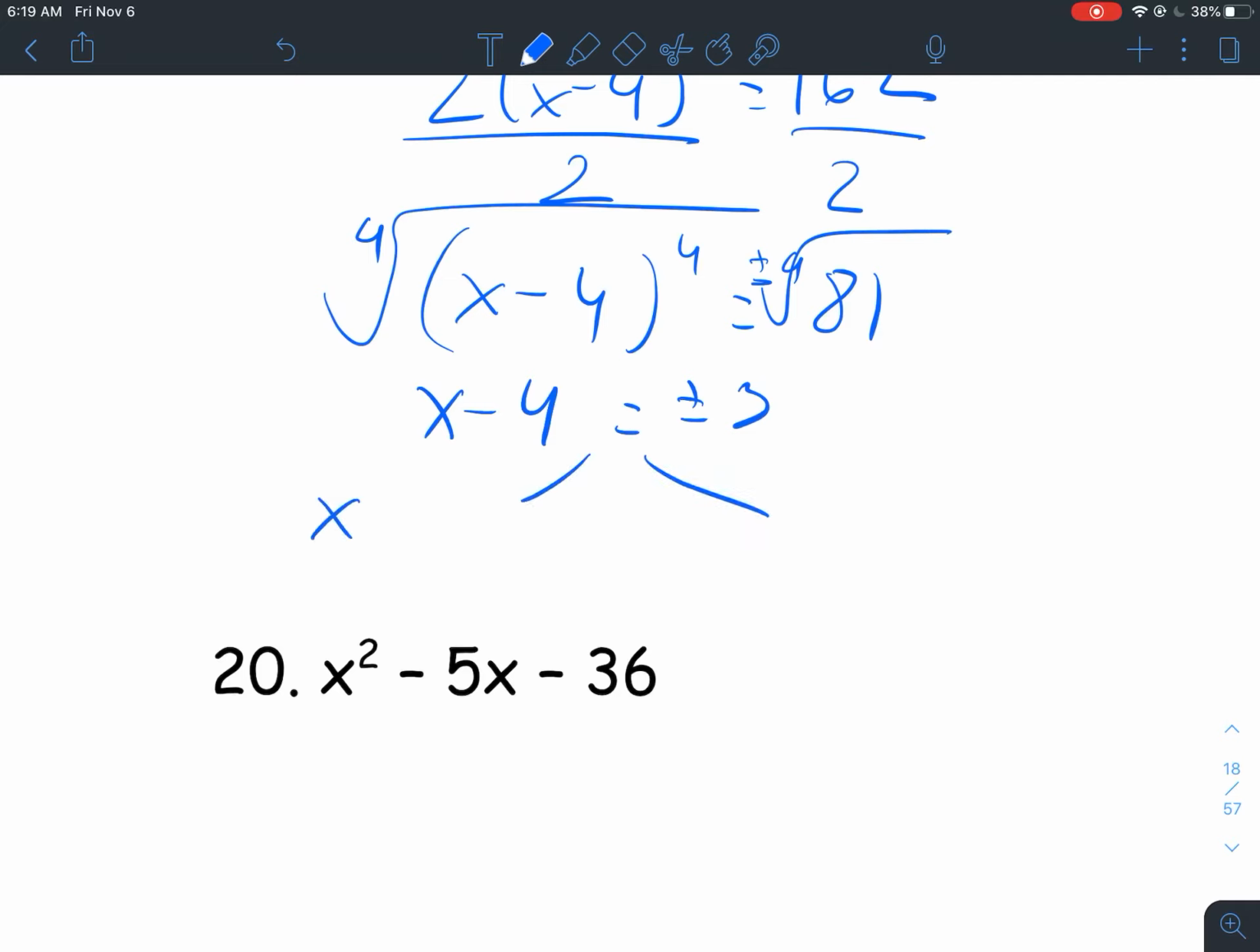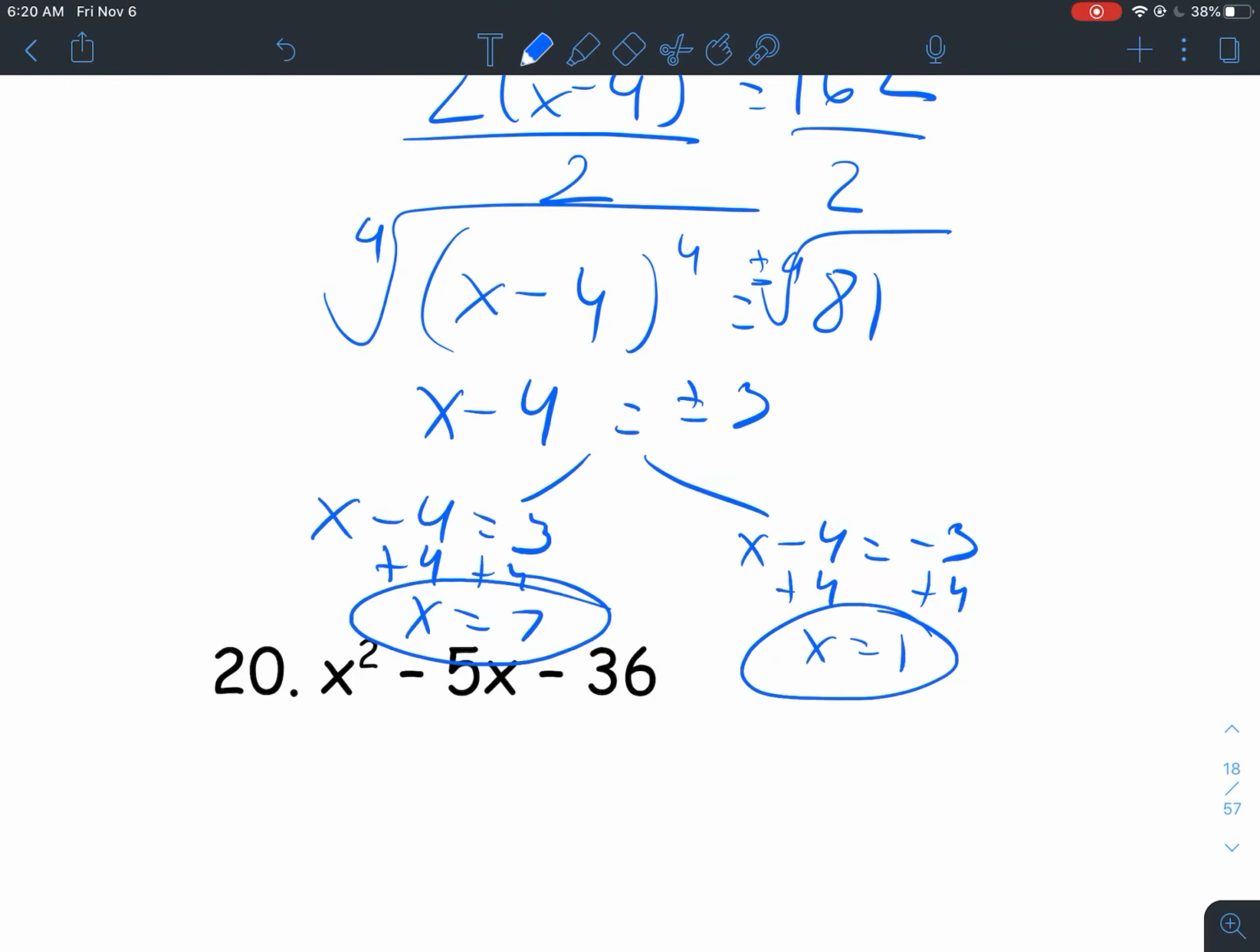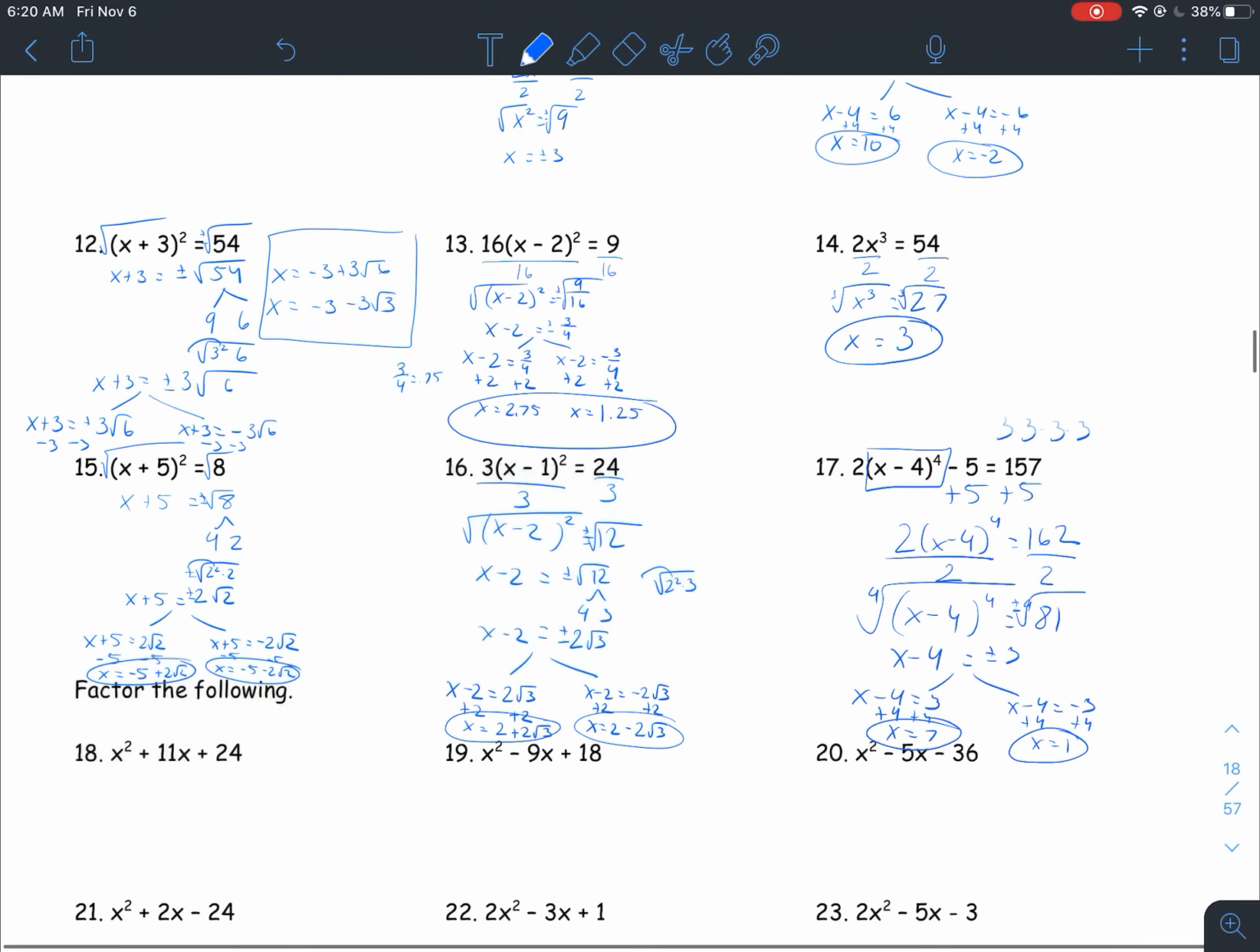We can split this up. We get x minus 4 equals 3. X minus 4 equals negative 3. Plus 4, we get x equals 7. Plus 4, we get x equals 1. So those would be our 2 answers there.